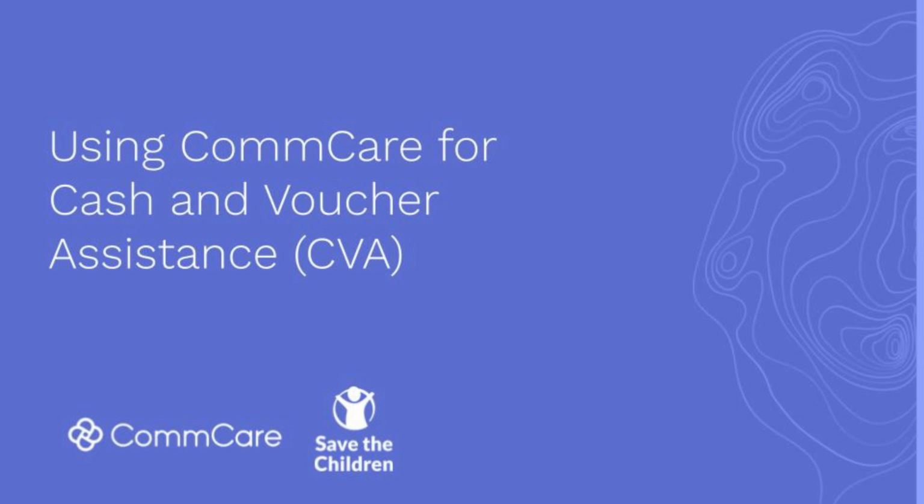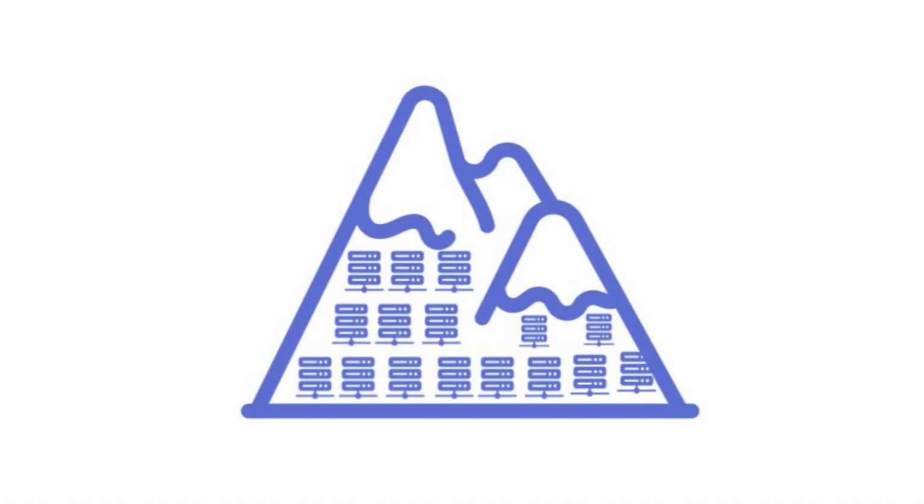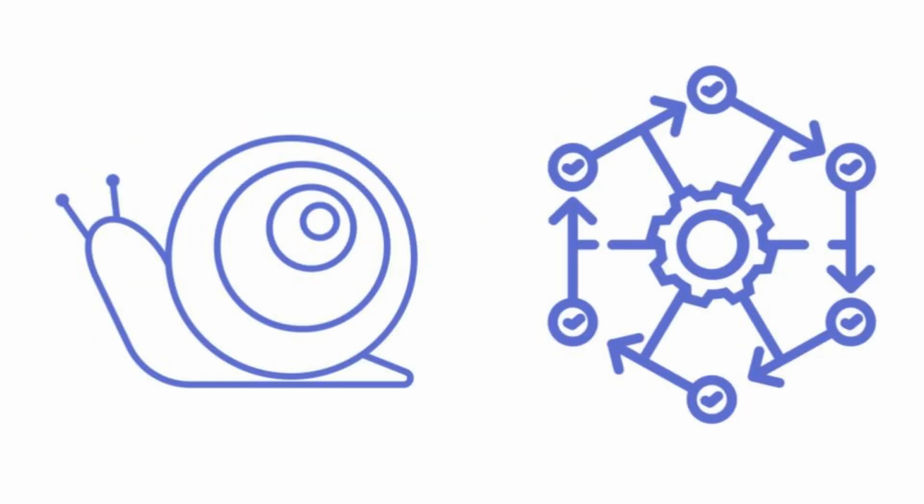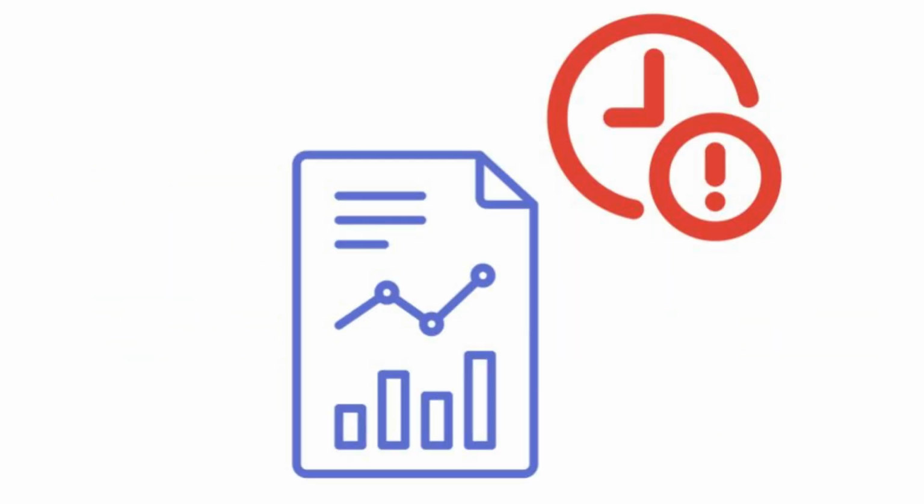Welcome to this tour of our Cash and Voucher Assistance, or CVA, app, which we developed in CommCare. Save the Children created the CVA app because our programs were struggling to manage an ever-growing mountain of data from our global CVA portfolio, using a patchwork of outdated data collection tools. Existing digital CVA solutions were costly and time-consuming to deploy, and sometimes did not meet our team's needs across the whole project lifecycle, especially for monitoring and evaluation. Our CVA data visualization and reporting processes were also slow and complex, resulting in reports that were often no longer timely when they were produced.